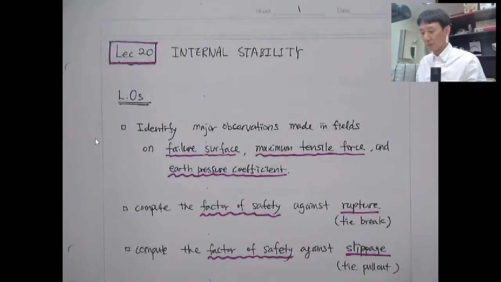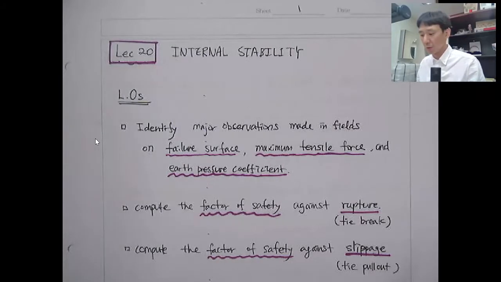All right, welcome to lecture 20. In lecture 20, we'll talk about the internal stability of reinforcing material.